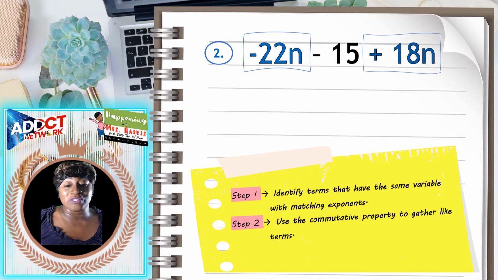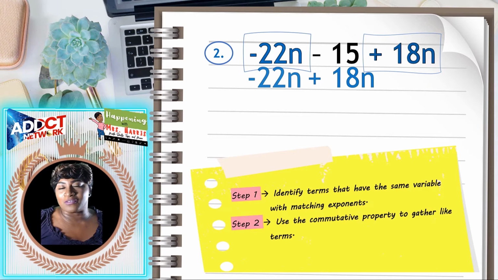Step 2, we will use the commutative property to gather the like terms. So negative 22n, we will move it with plus 18n. The commutative property won't change the value of any term in this expression. The minus 15, that constant, it doesn't have a match, therefore we'll just bring it down behind the matching group.